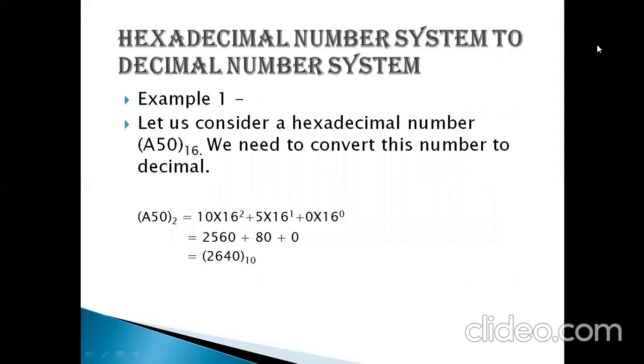Hexadecimal number to decimal number system. So let us consider an example A50. So A50 is equal to 10 into 16 to the power 2. Why 10? Because A is equal to 10. And why 16? Because base of hexadecimal number is 16 plus 5 into 16 to the power 1 plus 0 into 16 to the power 0. This gives us 2560 plus 80 plus 0, which is equal to 2640. So a hexadecimal number A50 is equal to 2640.